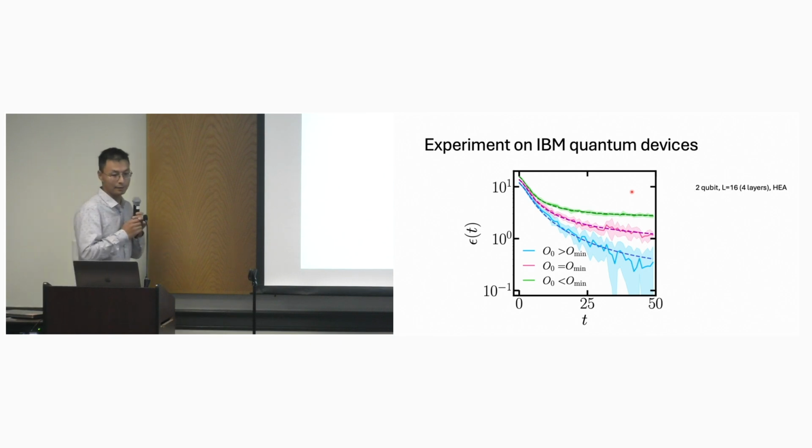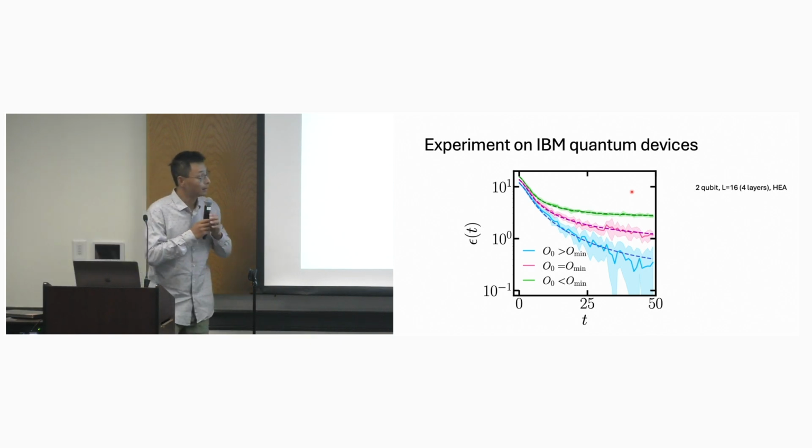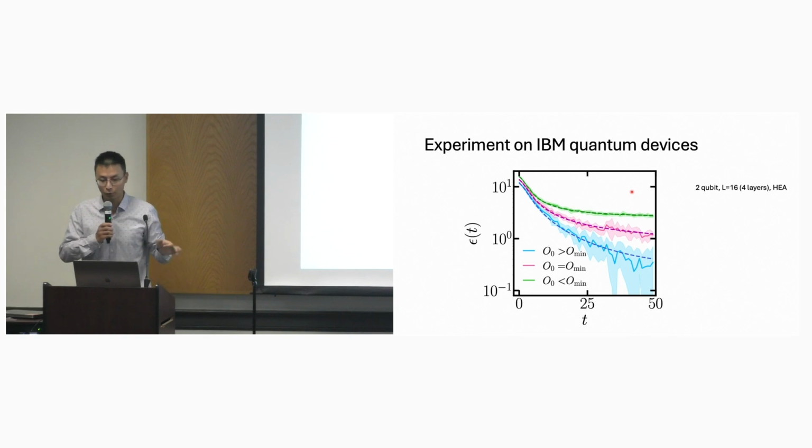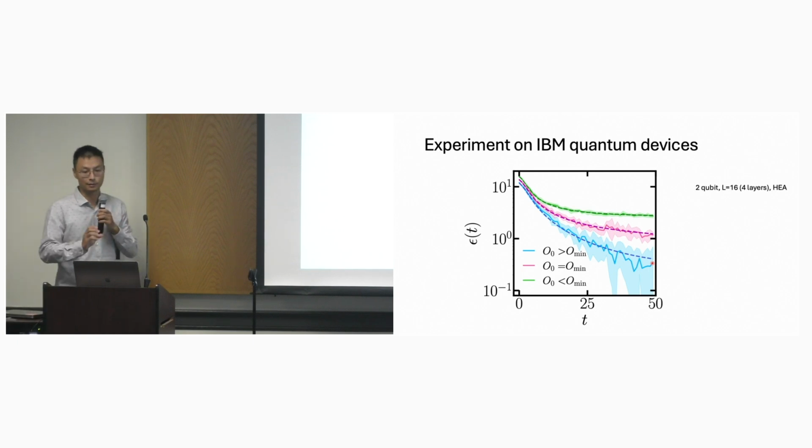And this is an experiment on the IBM quantum device. This was done 1 or 2 years ago, so the device wasn't that good at that time. We picked maybe not the best device. There's some noise in this experimental realization. Mostly, I think it's due to the depolarizing noise in the system. The shot noise is low enough in this case. And this is a 2 qubit small problem, and it's a hardware efficient ansatz.